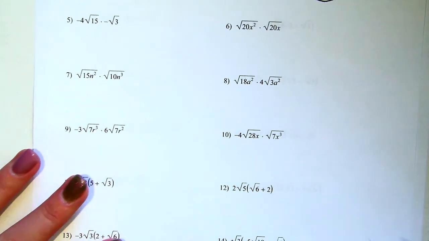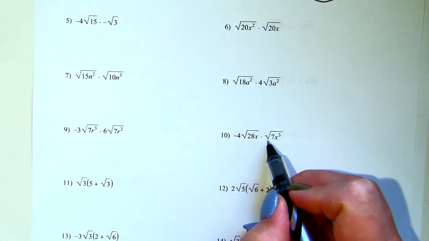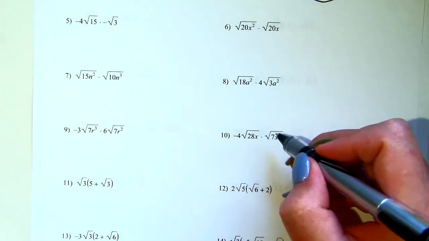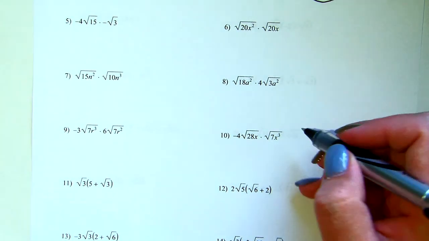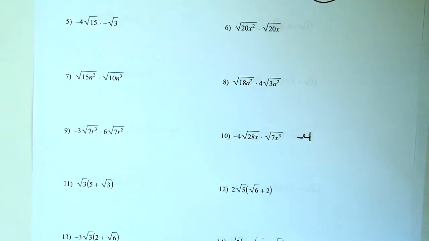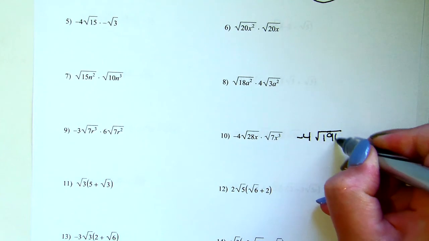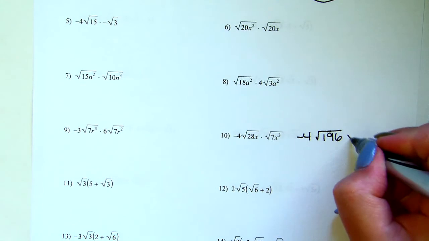Number 10 is negative 4 root 28x times root 7x to the third. Here, I'm going to combine my negative 4 with the imaginary 1 that's in front of the 7x. So I'm going to get negative 4. And now I'm going to go 28 times 7, and that's going to give me 196. So I'm going to have negative 4 root 196. And then I have 1 x here and 3 x's here, giving me 4 x's. So x to the 4th.